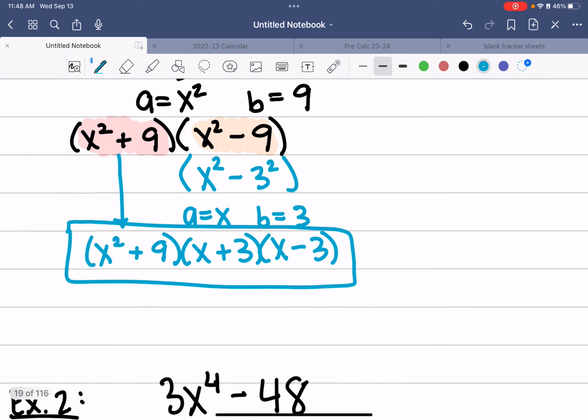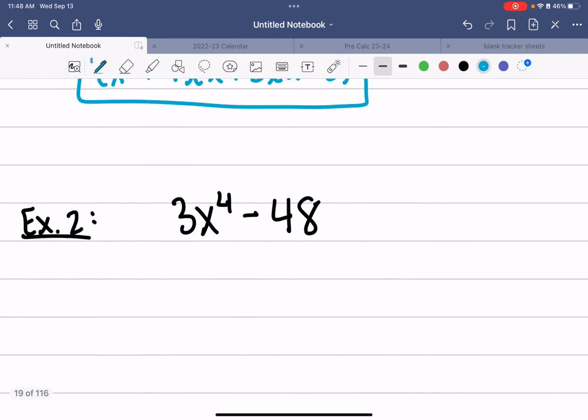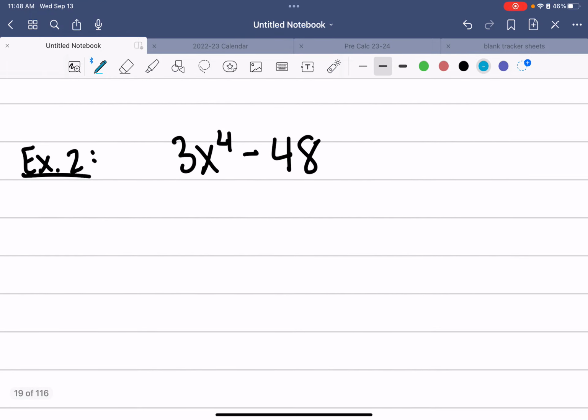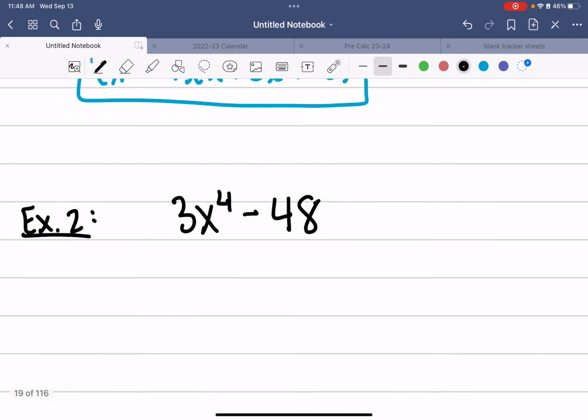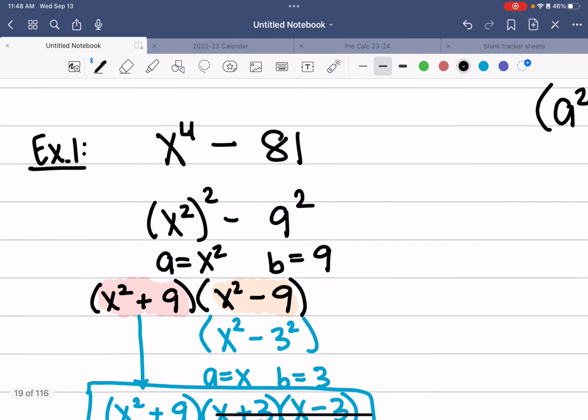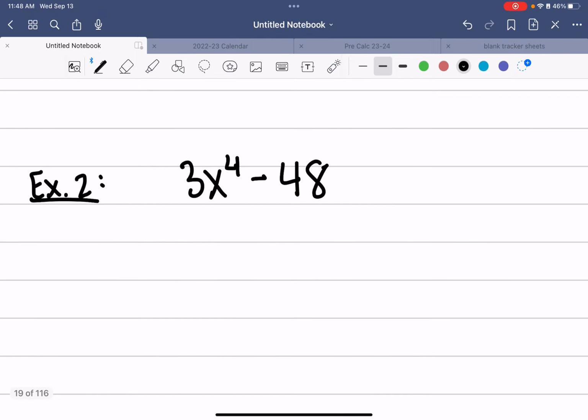Okay, if you want to go ahead and give the next one a try, you can pause. I am just going to start going over it though. This one here is a 3x to the fourth minus 48. Because this does not start with just an x to the fourth like our first one did, I knew this had a greatest common factor of 1 because our front term was 1. This one here, our front term is not 1.